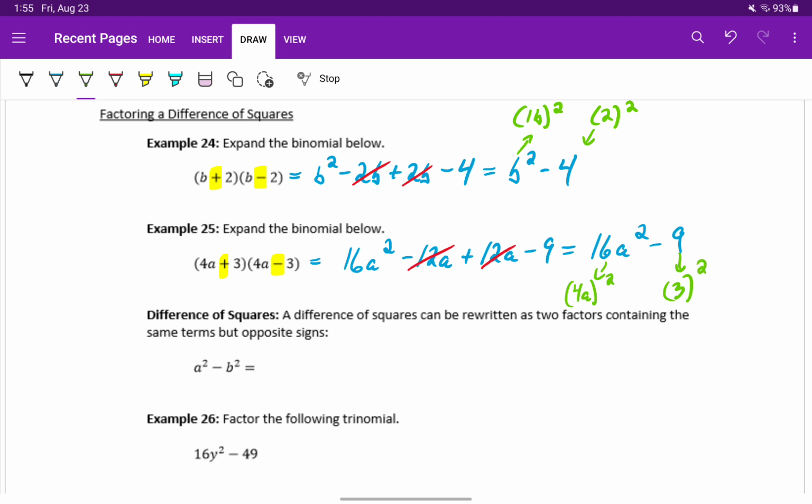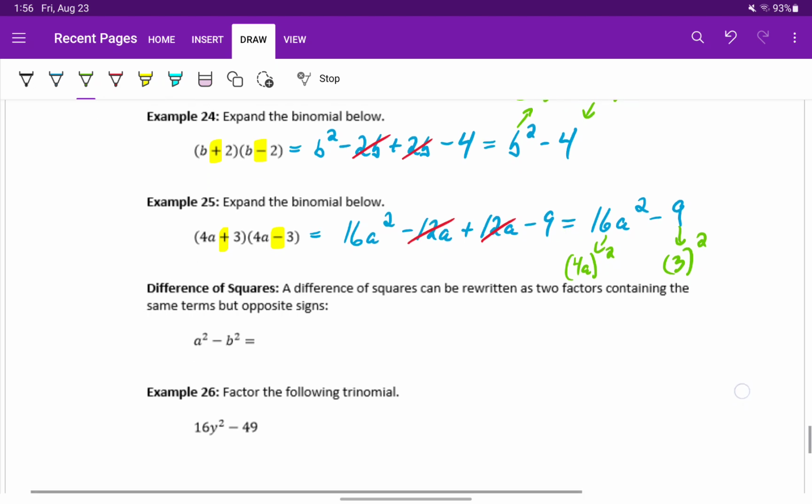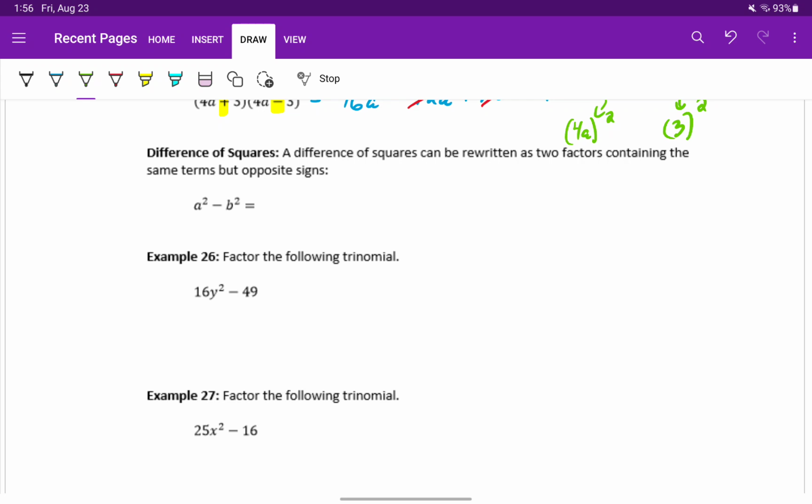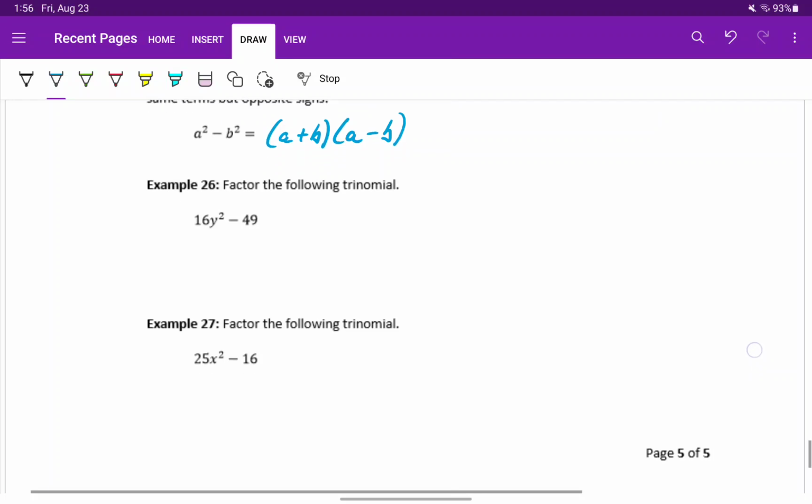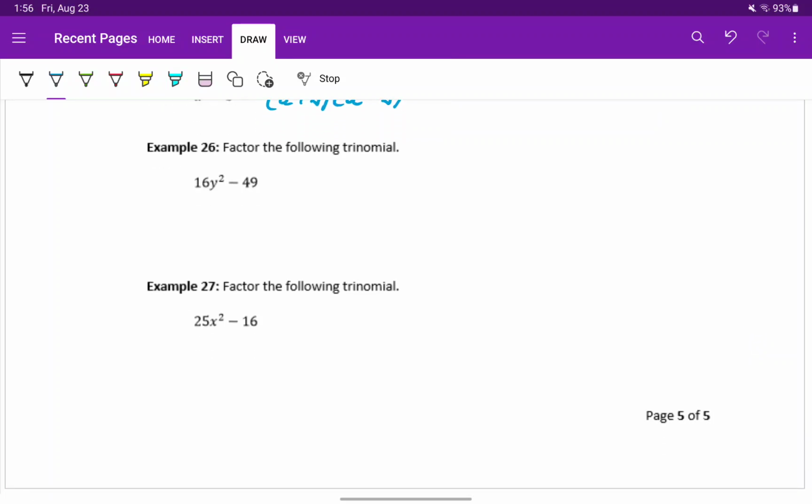So when we expand the product of two binomials that are identical except for the sign in between the terms, what we end up with is the difference of two perfect squares. So if we have the difference of two perfect squares, a squared minus b squared, then that will always factor as a plus b, a minus b. And again, we can use that trick to more quickly factor specific expressions.